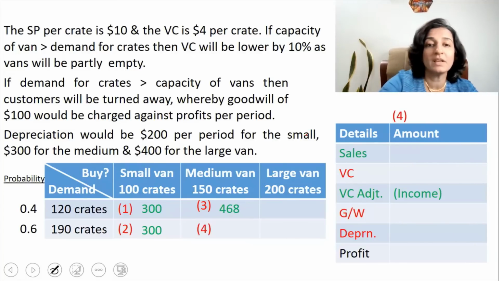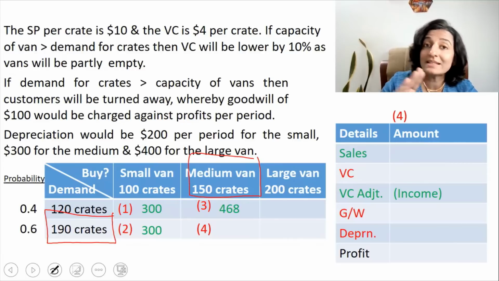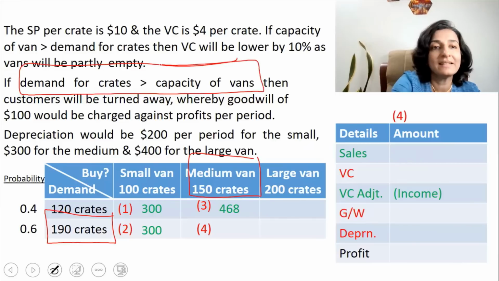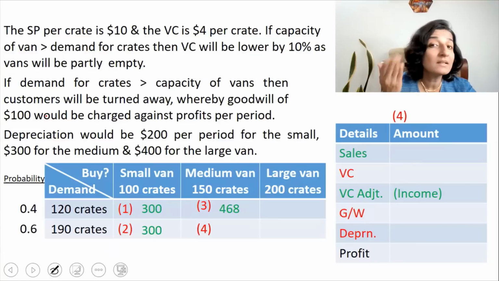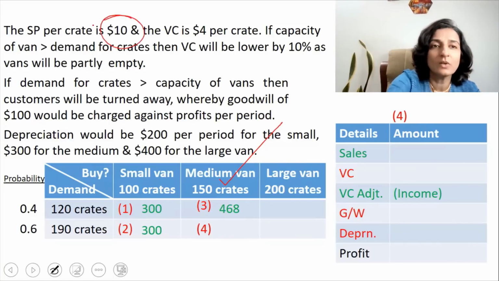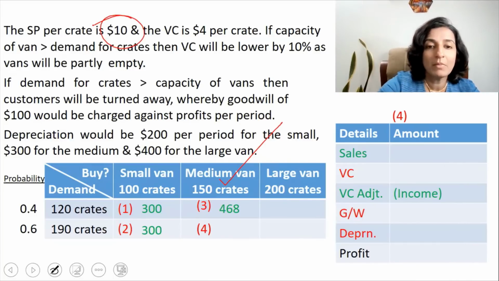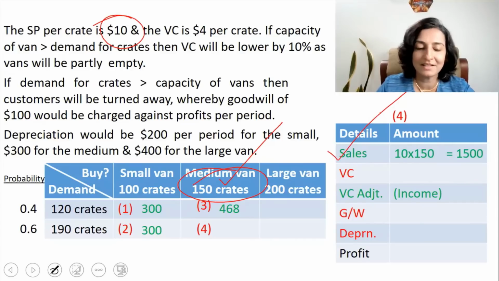Now, situation 4 is when we have the medium van with a capacity of 150 crates and the demand is 190 crates. The demand is greater than the capacity, in which case we will have the goodwill. So let's start off with the sales. Since the demand is very high, we will be able to sell the entire quantity of 150 crates. So what is the sales? It is $10, that is the selling price per crate, multiplied by 150 crates, which we are able to sell. So 10 into 150, $1,500 is the sales value.